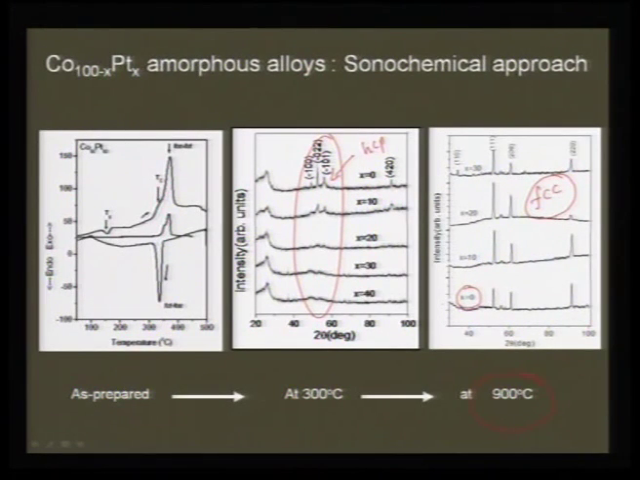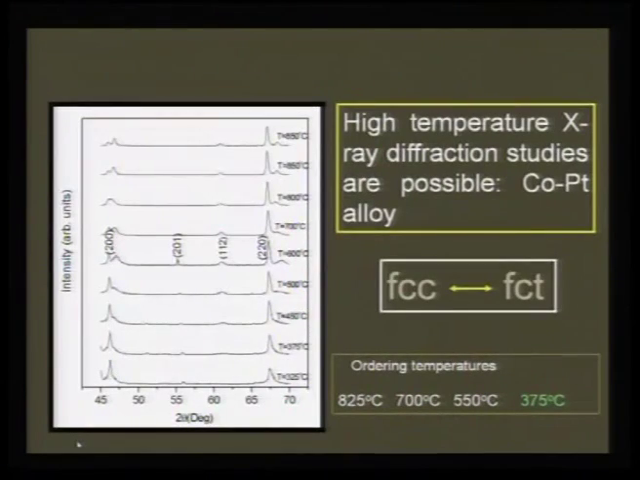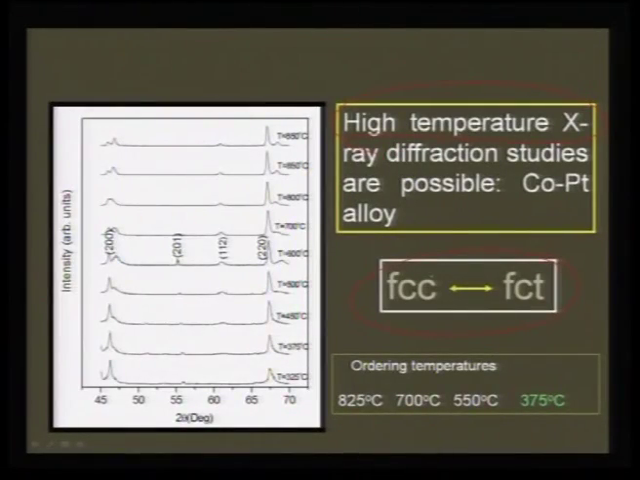What you would expect to be HCP is actually getting into an FCC phase even for a platinum 0% composition, which means metastable phases can be stabilized when they are nano in size, and this can be easily mapped through high temperature X-ray diffraction. So, this is a very unique facility that is available. The X-ray diffractometer has a platform which can be used for sintering, and where you can easily map an FCC to FCT transformation that is happening.